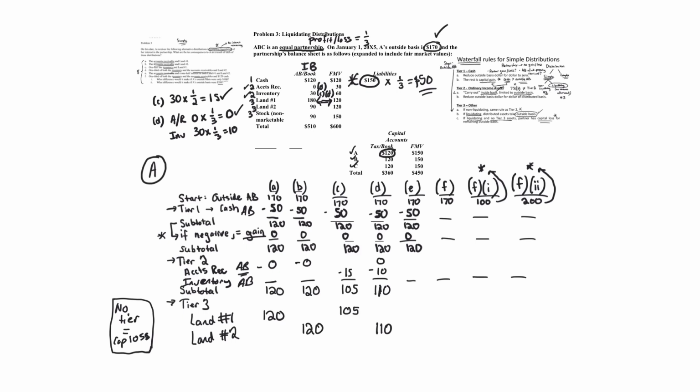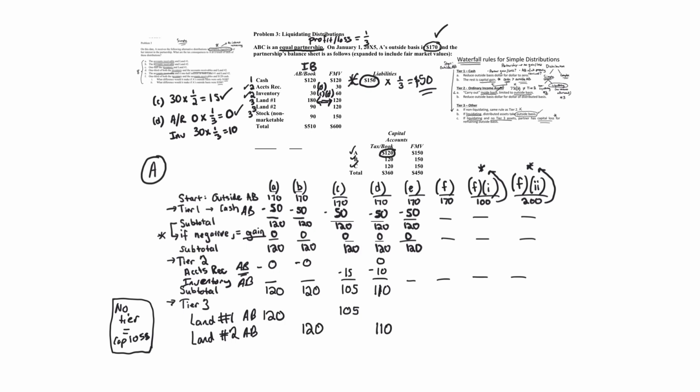C, for example, remember, A received 1/2 of the inventory, so A takes a basis in the inventory equal to 15. In D, A received 1/3 of accounts receivable, A takes a basis of 0, and 1/3 of the inventory, A takes a basis of 10, and then receives the land, right? And this is the basis of the land received. So that's what we're doing. We're determining the basis of the property. So that way going forward, A knows what basis, if A is selling it in the future or using it in business or whatever it is.